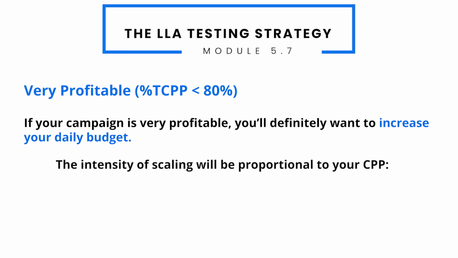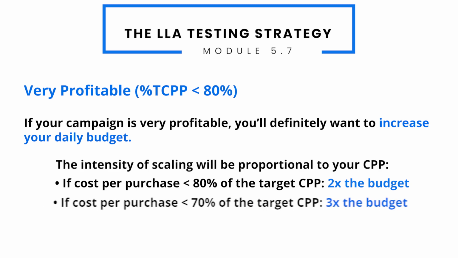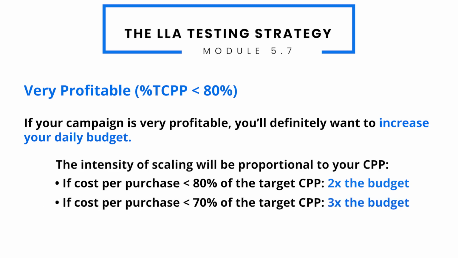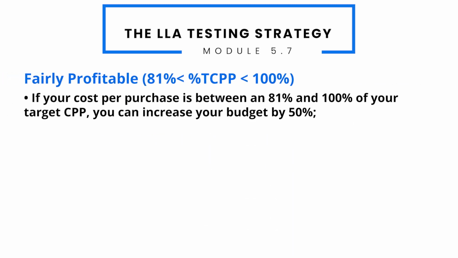Once again, the intensity of scaling will be proportional to your cost per purchase. If your cost per purchase is less than 80% of your target cost per purchase, then you can double the budget. If your cost per purchase is less than 70% of your target cost per purchase, then you can triple the budget. And if your cost per purchase is less than 60% of your target cost per purchase, then you can quadruple the budget. Now, if your cost per purchase is between 81% and 100% of your target cost per purchase, you can then increase your budget by 50%.